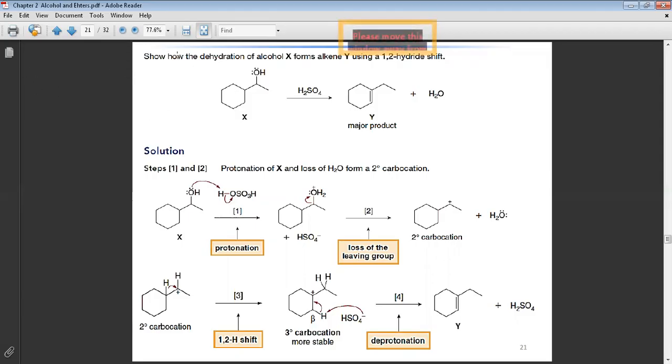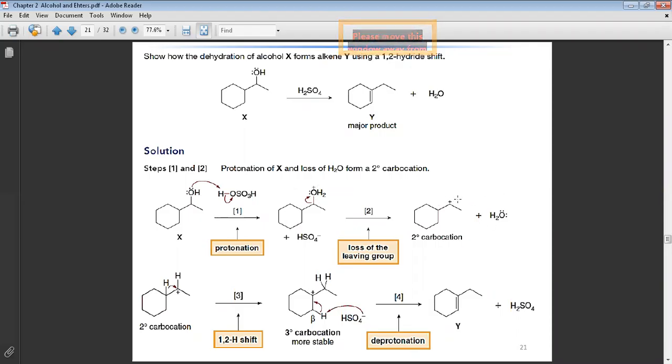Now show how the dehydration of this alcohol forms an alkene, using 1,2 shift. Any mechanism? E1 mechanism, carbocation. Step number 1, protonation. It will attack the proton and give you a good leaving group. Remove the leaving group and it gives you a carbocation.